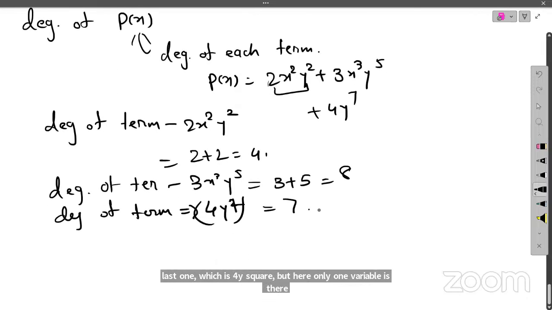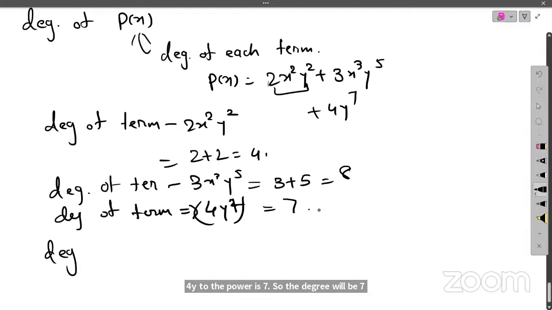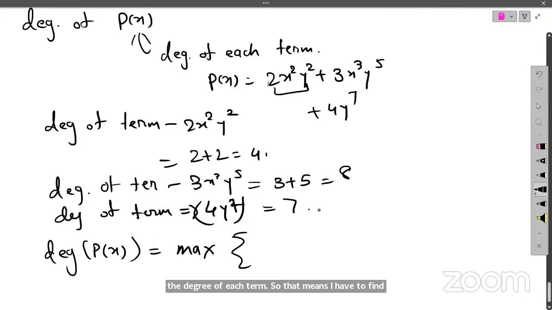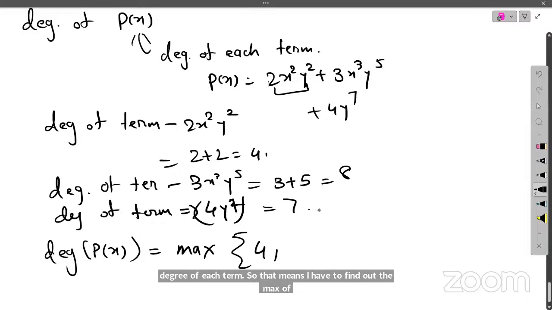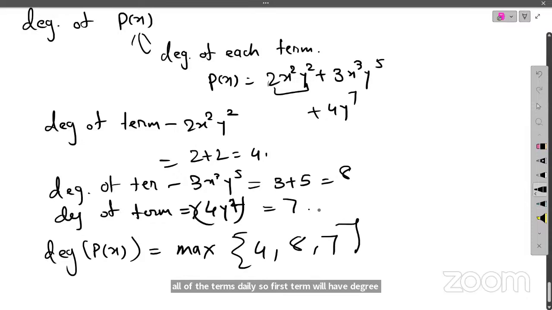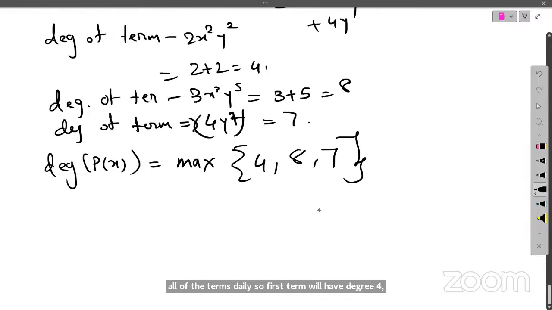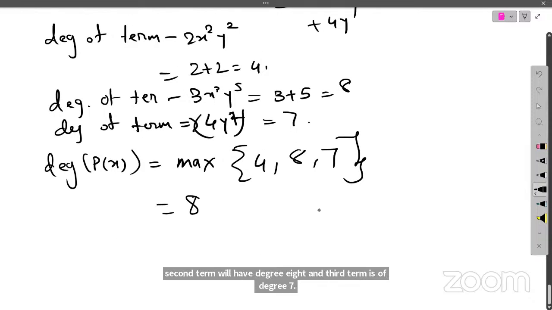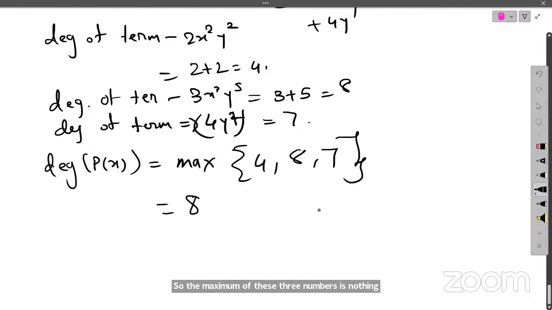Now, what is the degree of the polynomial? The degree of the polynomial is nothing but the maximum of the degrees of the terms. So that means I have to find the max of all of the terms' degrees. The first term has degree 4, the second term has degree 8, and the third term is of degree 7. So the maximum of these 3 numbers is nothing but 8. So that's why the degree of the polynomial is 8.